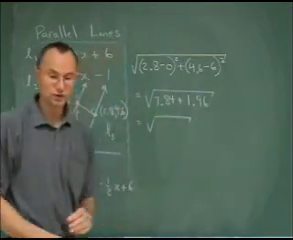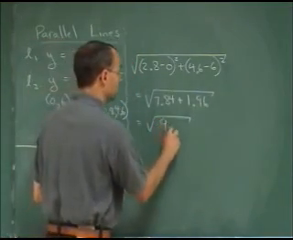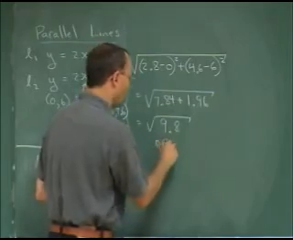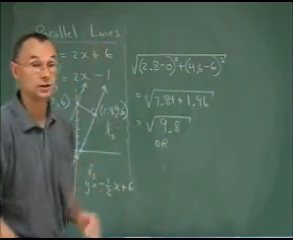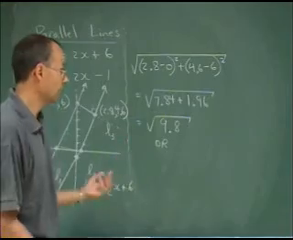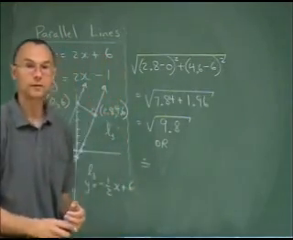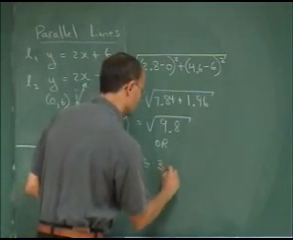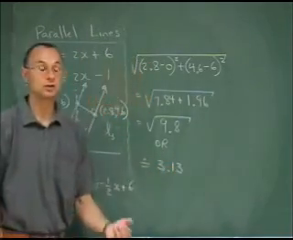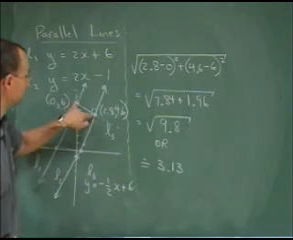So you can write your answer, if you add these up, as the square root of 9.8, or you can throw all of this in your calculator and work out a decimal approximation, which is quite fine for most of these applications, which is 3.13 as the shortest distance.